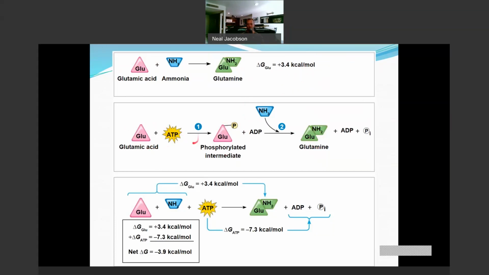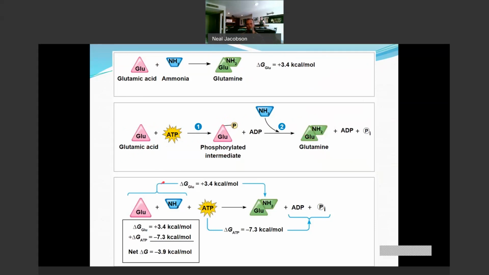ATP combusts, that transfer of energy goes on to the glutamic acid. That glutamic acid now has, it's called a phosphorylated intermediate because it's the intermediate step between the beginning and end, and it has a phosphate group attached. Now that phosphate group can power the reaction to attach that ammonia group to it. Now it becomes glutamine.